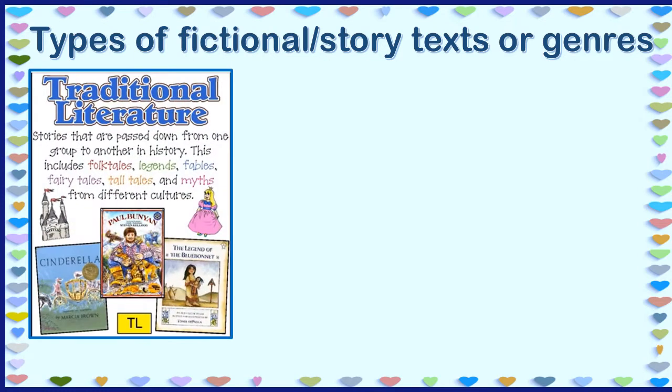So what kind of fictional stories do we get? Now, first of all, traditional literature is the ones that you grow up with. Traditional stories. Stories passed on from one group to another in history. So often moms and dads tell us stories, South African stories, and then also, of course, the one we hear the most when we're small is fairy tales. We hear folk tales, that's part of our history. We hear legends and fables, and then also myths, the Greek myths.